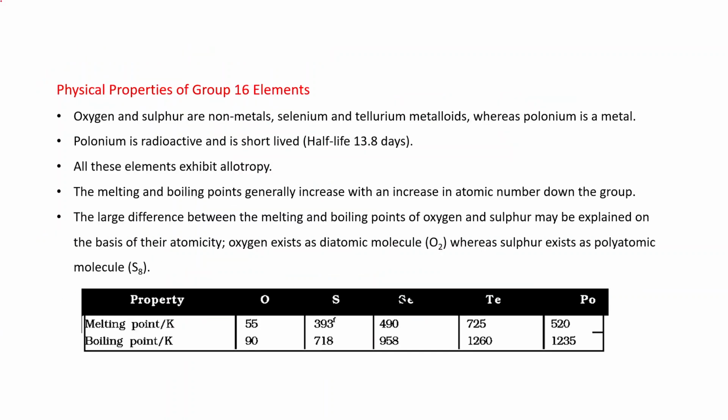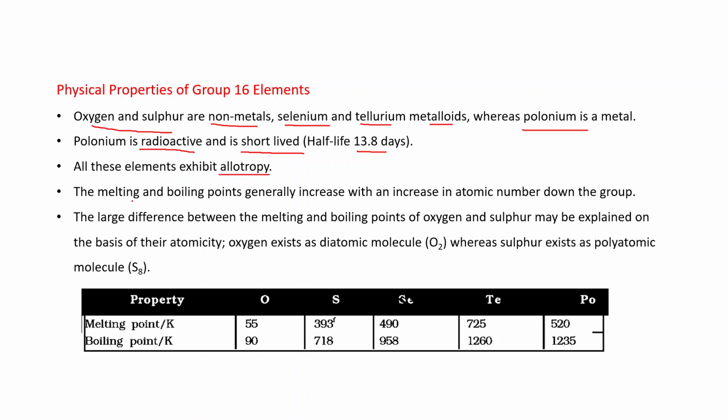Now we'll discuss the physical properties of group 16 elements. Oxygen and sulfur are nonmetals. Selenium and tellurium are metalloids. Polonium is a metal. We already discussed that polonium is a radioactive element and it has a short half-life, that is, its half-life period is only 13.8 days. All these elements exhibit allotropy.